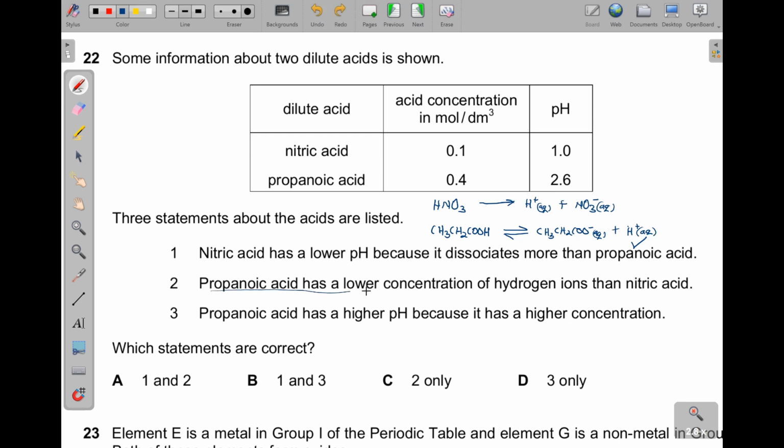Then number 2, propanoic acid has a lower concentration of hydrogen ions than nitric acid. Even this one is correct, I've just said it. And then number 3, propanoic acid has a higher pH because it has a higher concentration. No, even if it has a higher concentration, the one that is important in giving a very low pH is the concentration of hydrogen ions in solution. So it is not about this. The concentration of hydrogen ions in solution is the one that determines the pH of the solution. So 3 is off, and therefore our answer has to be A.